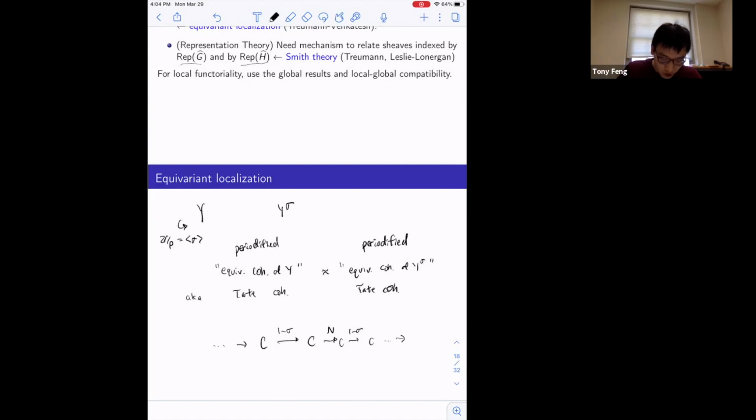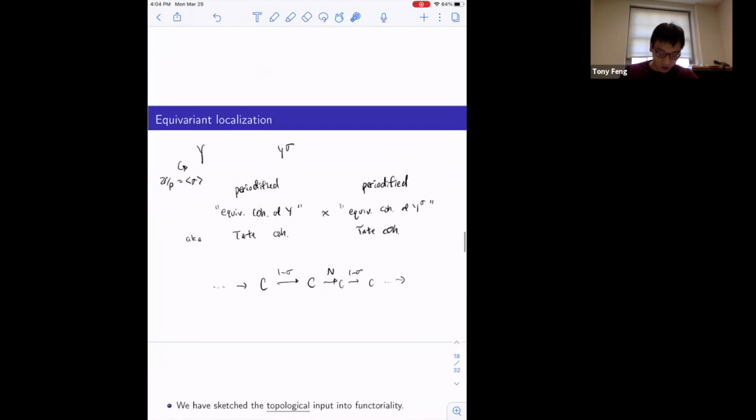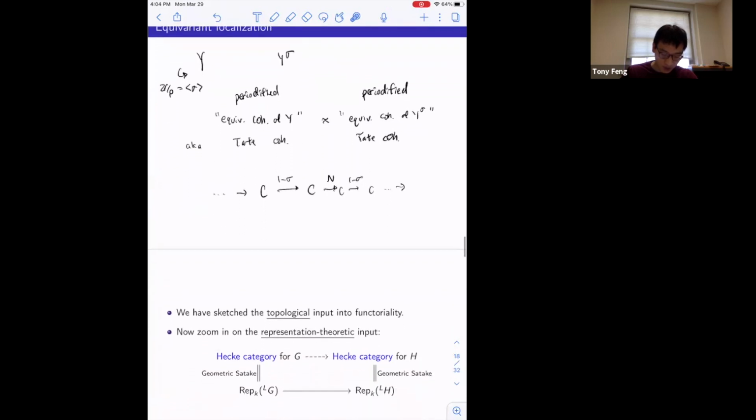Once you realize that this should be true, it's actually quite easy to prove it. But nevertheless, I'm not going to explain that because I want to focus on the representation theoretic question which arises here. So we have sketched what the topological input is into the functoriality, at least the base change functoriality. And now we want to zoom in on the representation theoretic input.